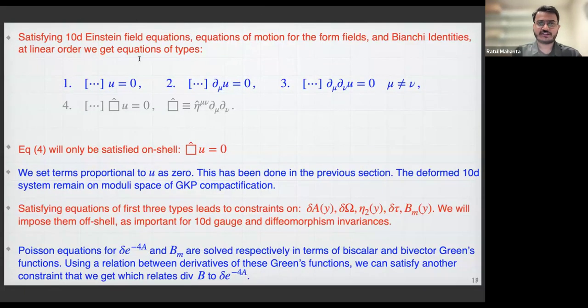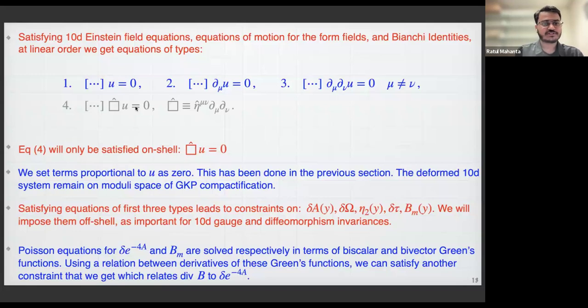So satisfying the 10D Einstein field equations of motion, the form field equations, and Bianchi identities at linear order, we get equations of the following types. The fourth equation will be satisfied only on-shell, so this will not be of our concern. Basically, once we deduce the 4D action, we want this equation as an Euler-Lagrange equation of motion coming from that action. But to derive the 4D action, we will not impose them. But the first three are important.